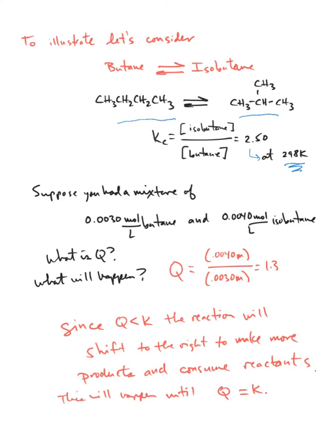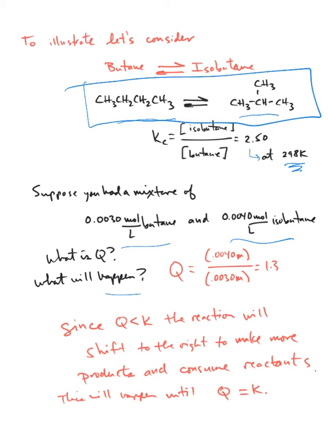Now suppose you had a mixture of butane and isobutane, and these were the numbers that you were given. What is the Q, and then could you predict what will happen? Well, this is pretty straightforward. The Q is just simply the product molecules over the reactants. Both of these molecules have 1s in front of them, so you don't have to do any squareds or cubes. So we're just going to take the product, 0.0040 divided by 0.0030, and I get 1.3.